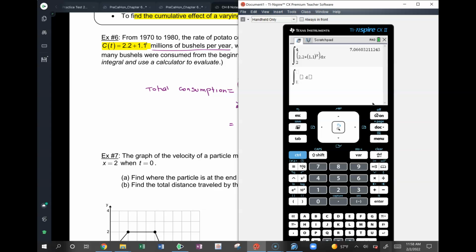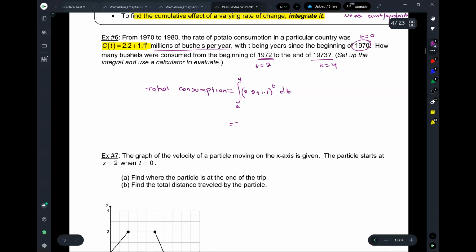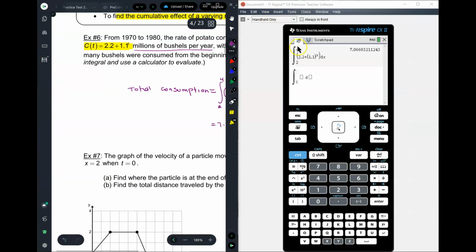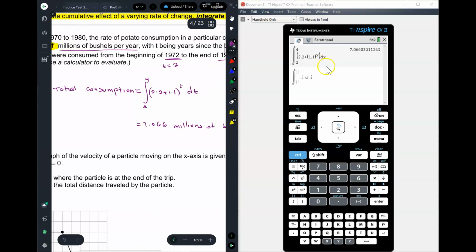So there you go. In the context of the problem, that's not 7 potatoes consumed over the 2 years. That's 7.066. How much? Millions of bushels. So this is 7.066 millions of bushels. I did not get that. Did you put in the integral exactly as we have it? 2.2 plus 1.1 to the power of x?